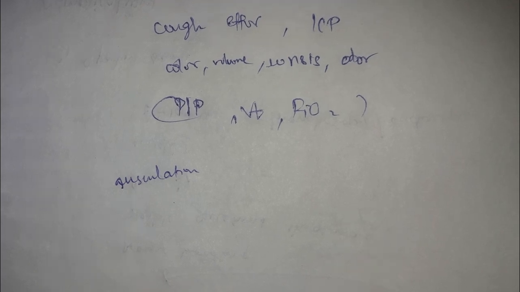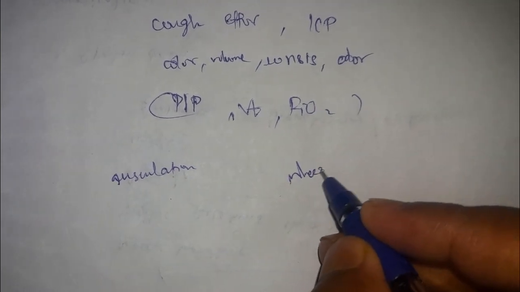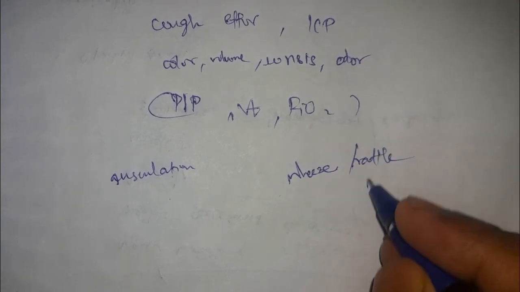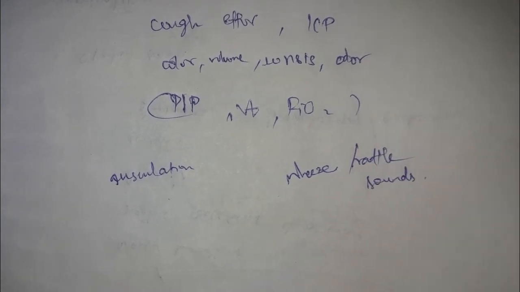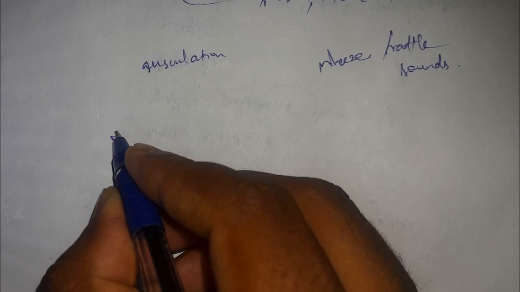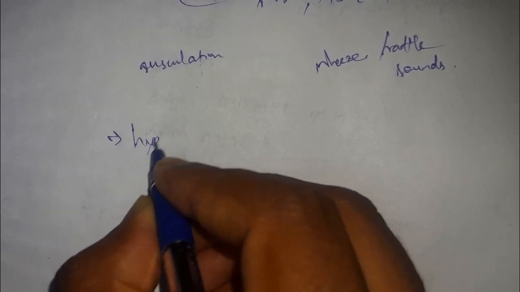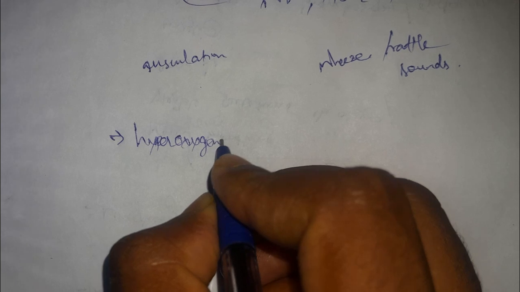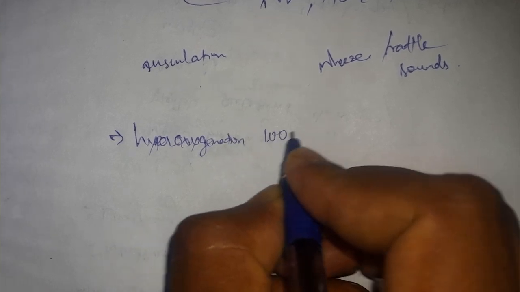And we have to assess the wheezing, and the rattle sounds in the chest. So this we have to notice. Also, for patient preparation, we have to explain the procedure to the patient. If the person is conscious, then the patient should receive hyperoxygenation, that is a delivery of 100% oxygen.